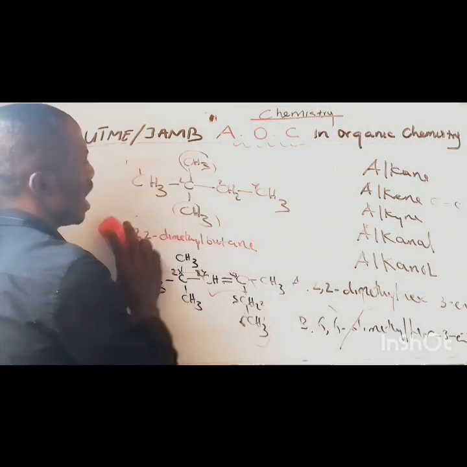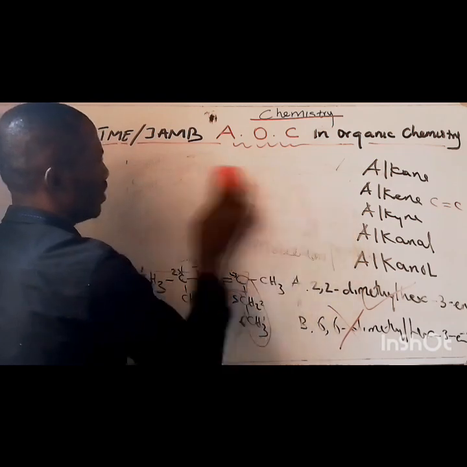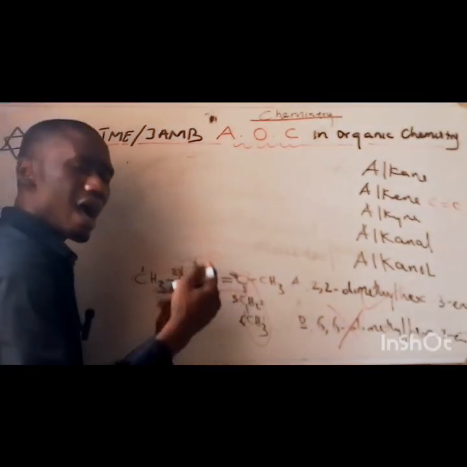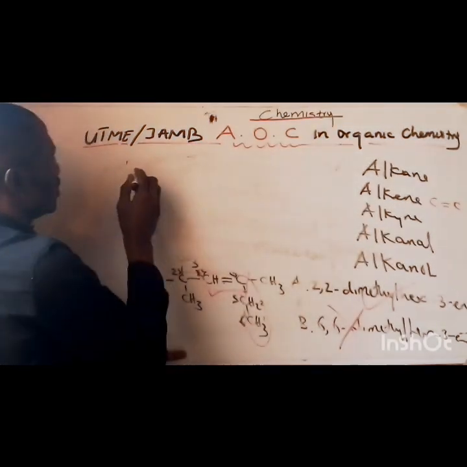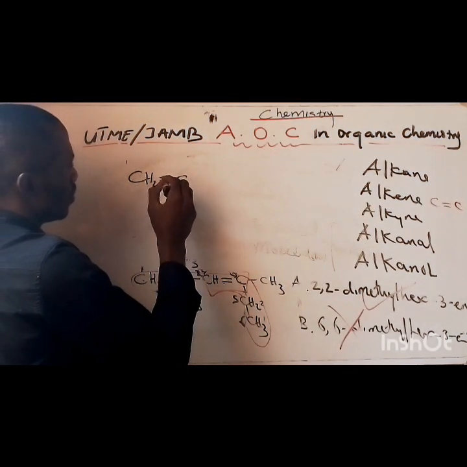Let's say we have another structure. Another structure now. Let's say we have the combination of alkane and alkyne. Something like this.